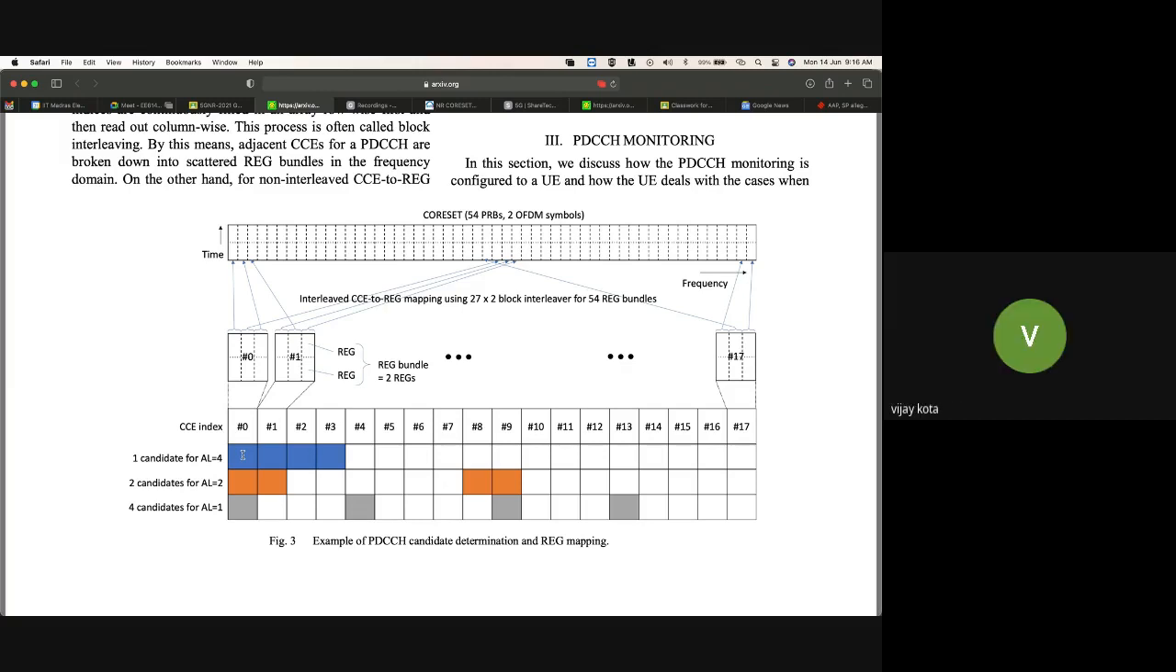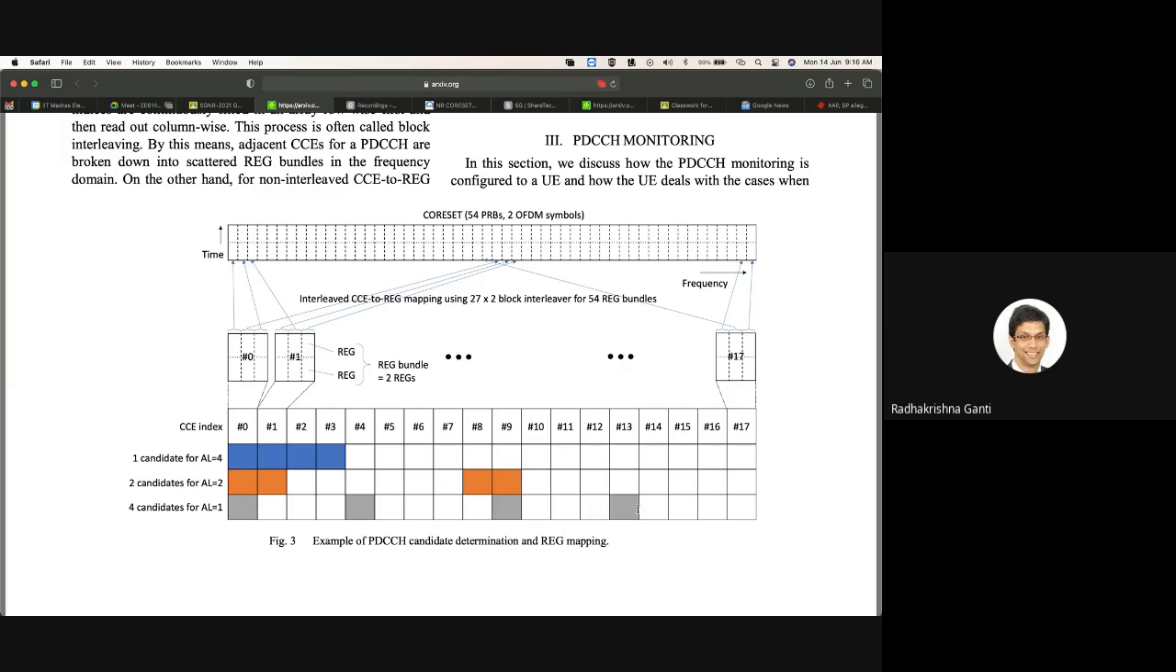But it still searches for all aggregation level indexes, no, sir? It has to search for all aggregation levels. Okay, so in this particular case, how many blind decodings does the UE do? It will do 1, 2, 3, 4, 5, 6, 7. 7 blind decodings it has to do.